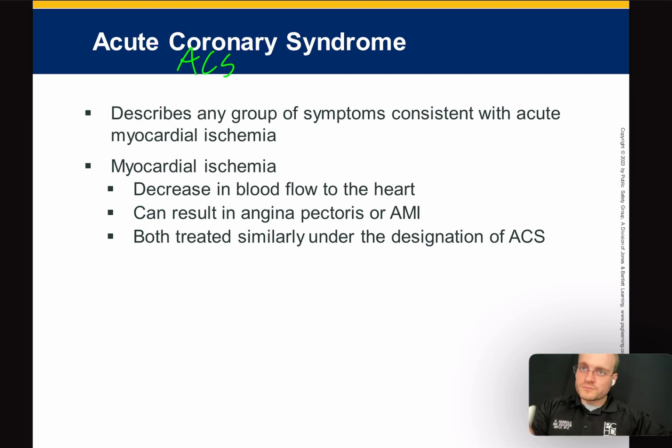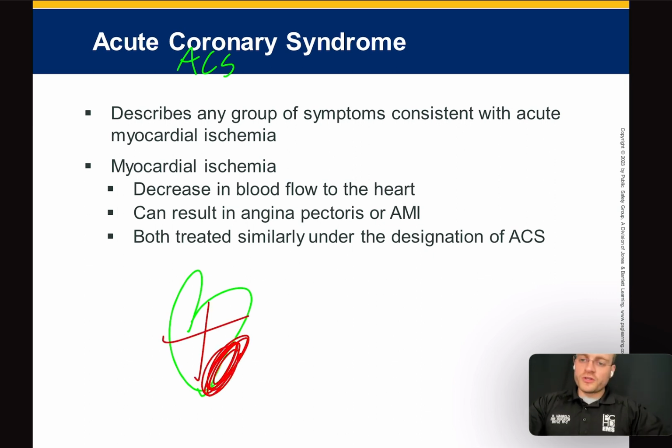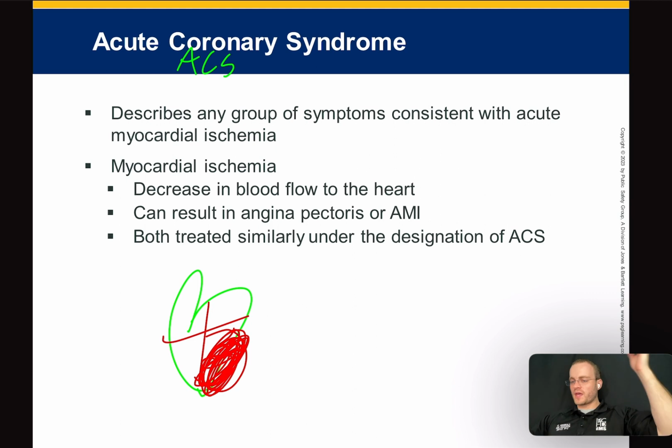But if we draw the heart here and this whole section gets taken out, right? You're not going to be pumping very effectively. You just lost half your pump, right? So that is an example of, you could have decreased blood flow if this part of the heart is dying for oxygen, okay? And then it can result in angina pectoris or an acute myocardial infarction, okay? Angina pectoris is the fancy medical word for chest pain. I'll say that again. There's a slide coming up on it. Angina pectoris is the fancy word for chest pain, okay? So both are treated similarly underneath the designation of acute coronary syndrome.